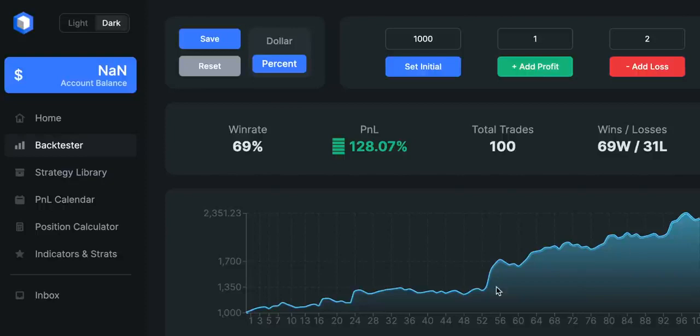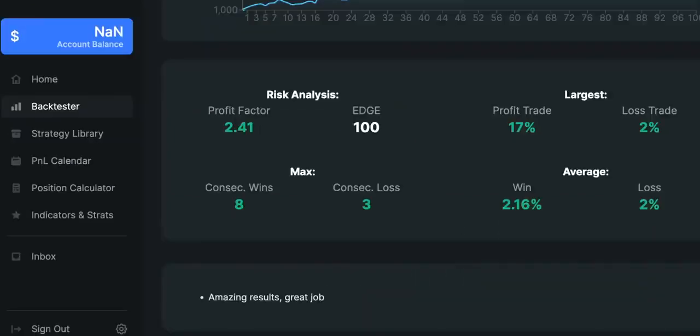The equity curve looks consistent, we didn't have any massive drawdowns, but be ready for consolidations like that when the market is moving sideways and you're not catching any big wins. Our profit factor is 2.41 and we had 8 consecutive wins against 3 consecutive losses. Also, our largest profit was 17%, which is absolutely amazing.